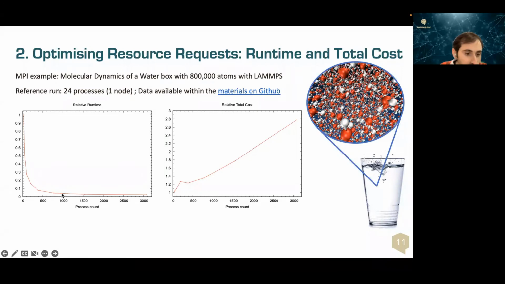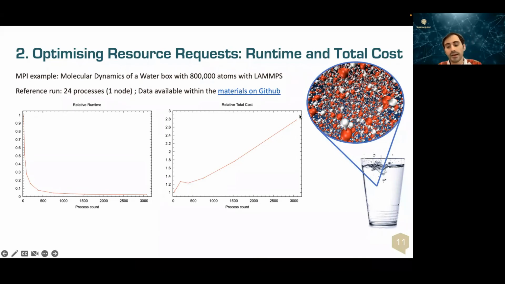Actually, if you have a look here, you are at probably a 20 times speed up in the time it takes to get the answer for 1.5 extra cost. So it's kind of worth it. But then as you increase the number of process counts, that total cost goes up quite quickly and sharply.